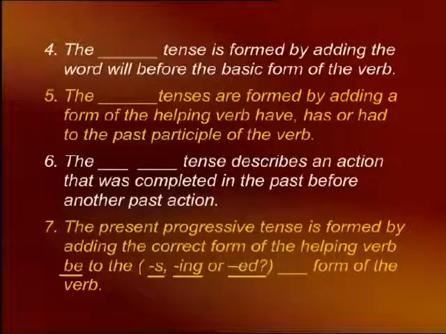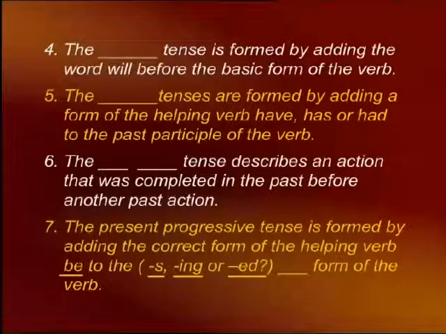Number 5, which tense? The tenses are formed by adding a form of the helping verb have, has, had to the past participle of the verb, and it is the perfect tense. Number 6, what words will you fill in there? The dash dash tense describes an action that was completed in the past before another past action, and that would be the past perfect tense.